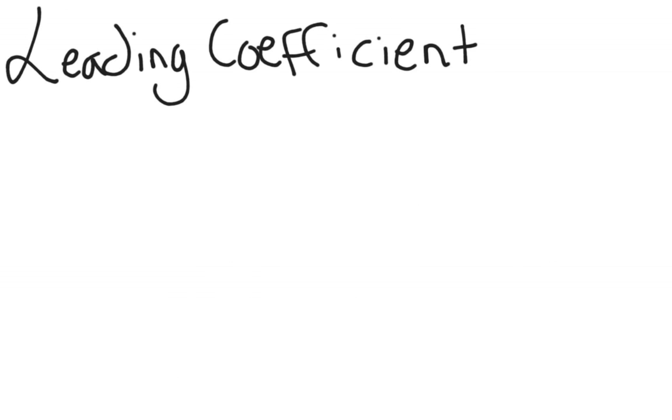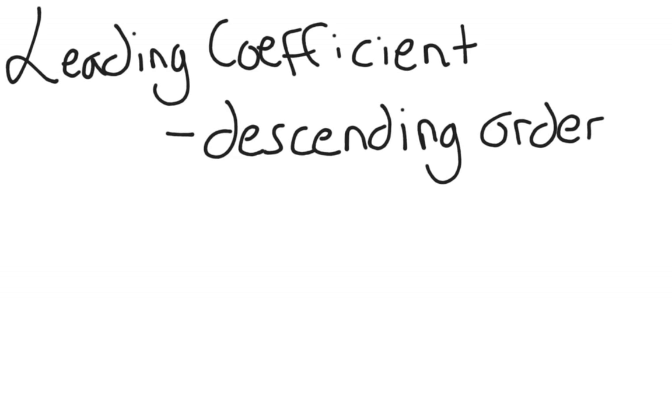So leading coefficient was a little bit of vocabulary we had in the last unit, but let's just remind ourselves what the leading coefficient is. In order to identify the leading coefficient, we need to put the polynomial into descending order. A reminder, descending order means the degree of each term goes down from left to right. The leading coefficient then is the coefficient of the first term when you have your polynomial in descending order.